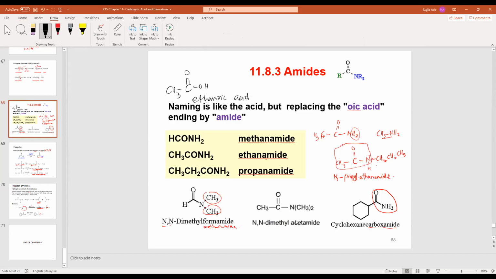So an amide is when the hydroxyl group is substituted by a nitrogen compound. Let's say we have C double bond, sorry, I need to erase this. NH2CH3. So actually, to prepare an amide, we start from a carboxylic acid.